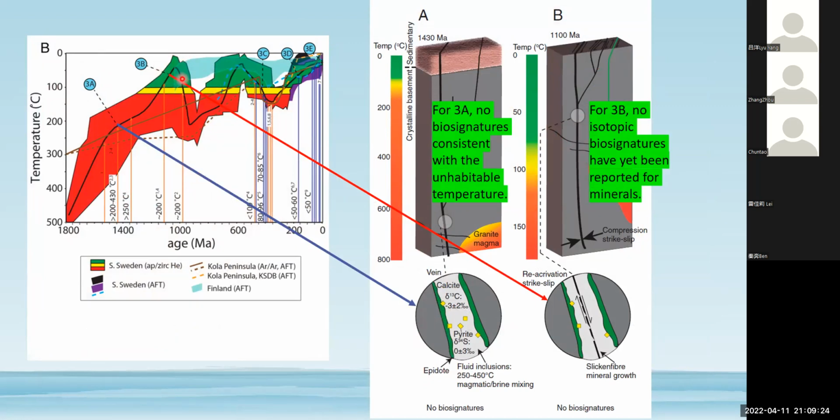Interestingly, the thermal history predicts that 3B should be suitable or habitable for microbial life in the deep earth, but there are no biosignatures here. One explanation is that the biosignatures have not been discovered yet, so it can be tested in future studies.